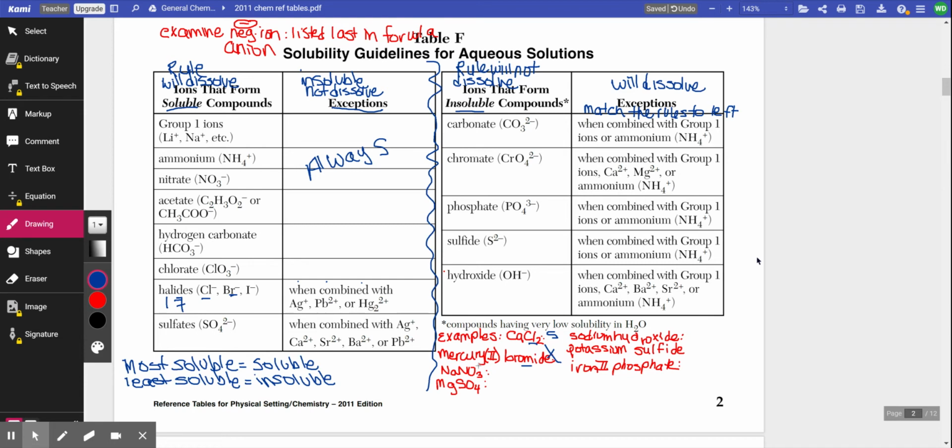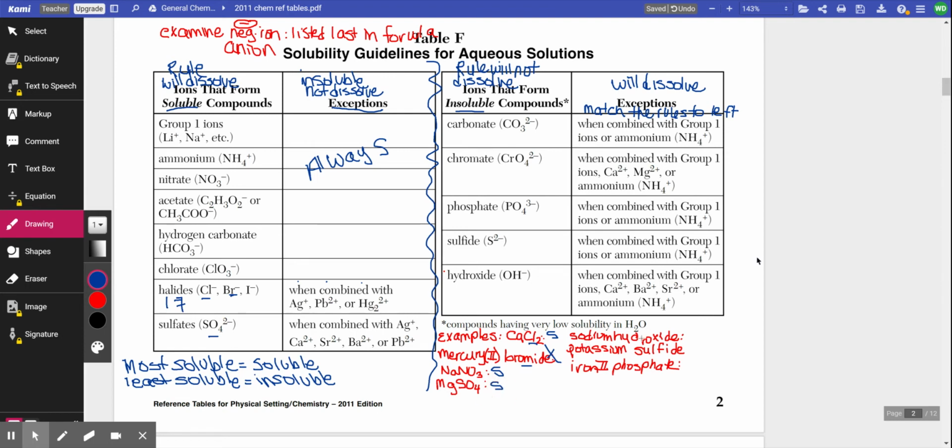So now I have sodium nitrate. Sodium's right here and nitrate's right here. Always soluble, no exceptions. Now I've got magnesium and sulfate, SO4. Sulfates are soluble unless it's with one of these. Is this one of the exceptions? Is Mg listed? Nope. So then that is soluble.